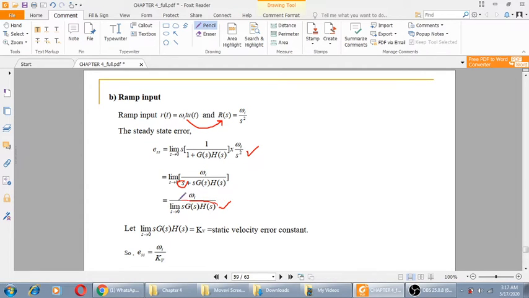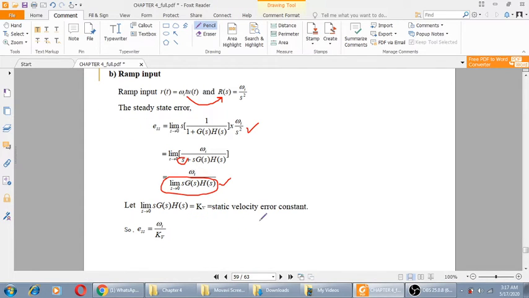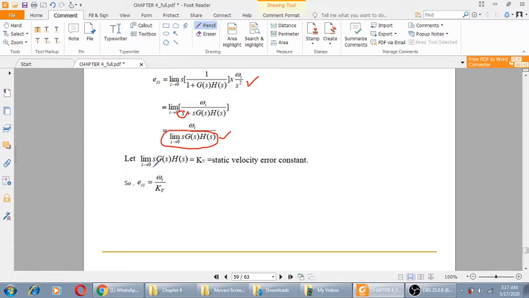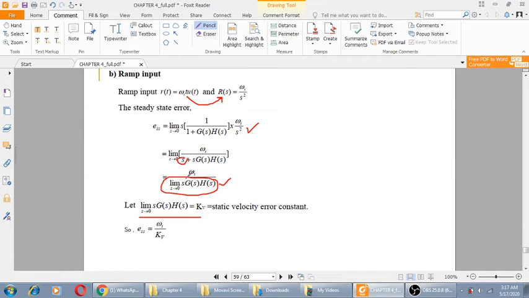So this part we can define as K_v. This is another constant. We call it the static velocity error constant. This is just a constant. So now we will analyze this part. K_v equals the limit as s tends to 0 of s G(s)H(s). So now e_ss will be omega_i divided by K_v.